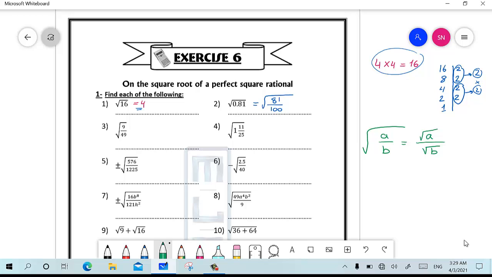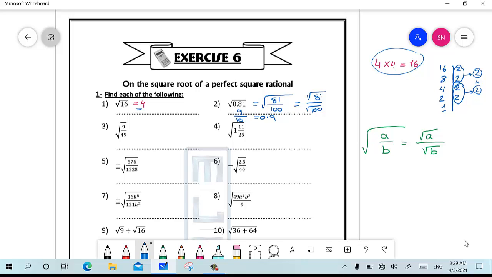The same I'm going to do here. Now I'm going to find the square root of 81 over the square root of 100. I know that 81 results from 9 times 9, so I have here 9, and I know that 10 times 10 results in 100. So 100 results from 10 times 10. So here I have 9 over 10, which is equal to 0.9.